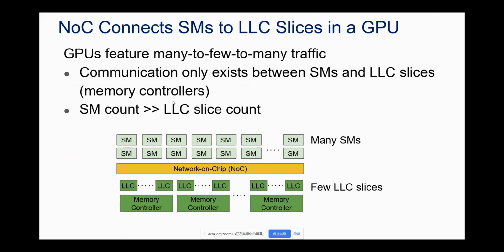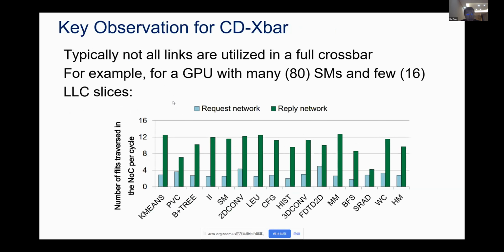In GPUs, the NoC, network on chip, connects SMs to the LLC slices. There are many SMs and few LLC slices in GPUs. GPUs feature a unique traffic pattern named many-to-few-to-many, and the communication only exists between SMs and the LLC slices. In GPUs, the SM count is usually more than the LLC slice count. So this gives us the key observation.